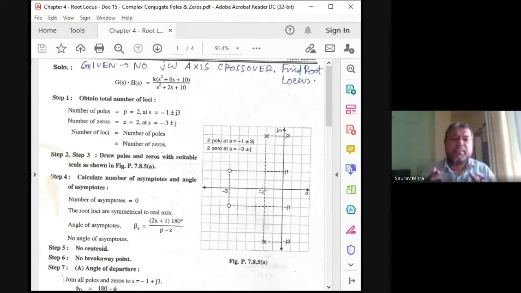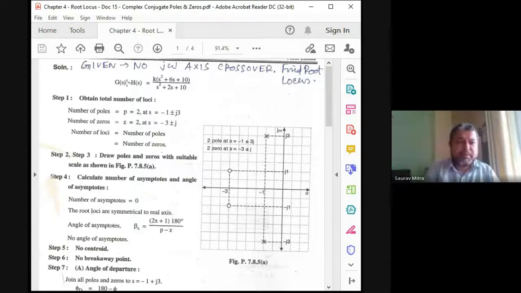So this is a very typical case, and you can expect that this is the highest level of difficulty that can be asked in complex poles and complex zero related numerical in root locus. You are finding that the two poles are here, that is -1 ± j3, and two zeros are here, -3 ± j. These are the two poles, these are the two zeros.